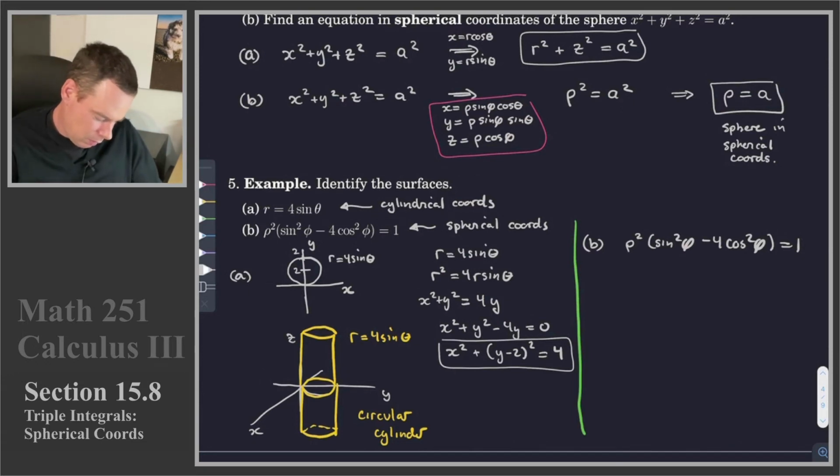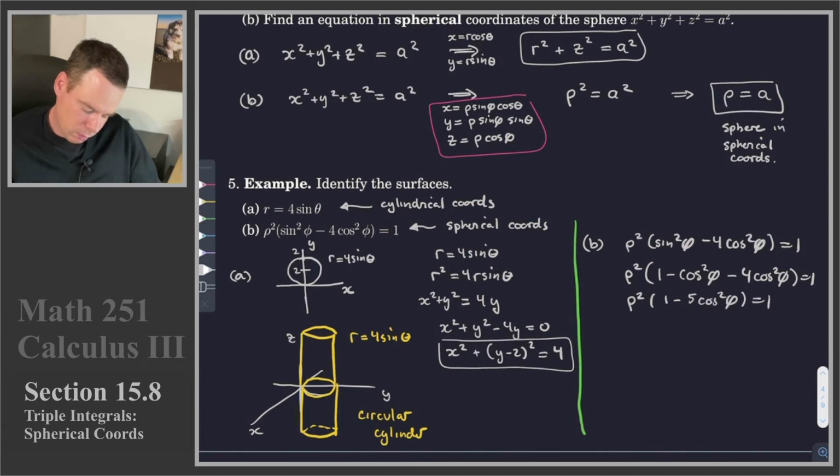So this gives me an indication that wherever I see this sine phi, I should switch it to cosine. So I'm going to write that sine squared as 1 minus cos squared phi. And then we've got that other minus 4 cos squared phi. And this becomes 1 minus 5 cos squared phi is equal to 1. If I multiply through by rho squared, I get this expression.